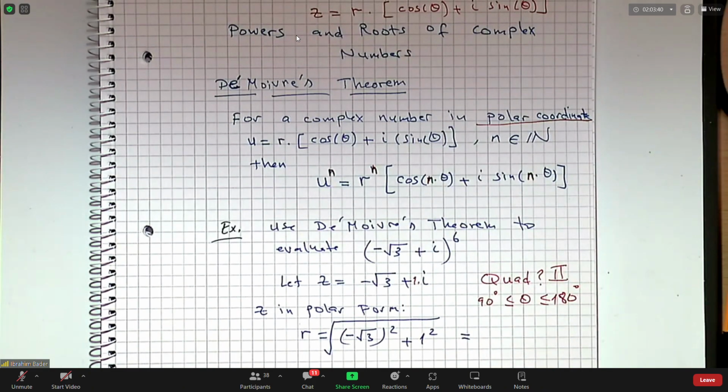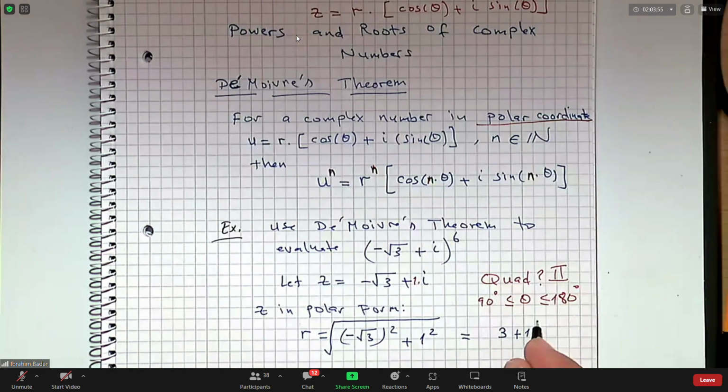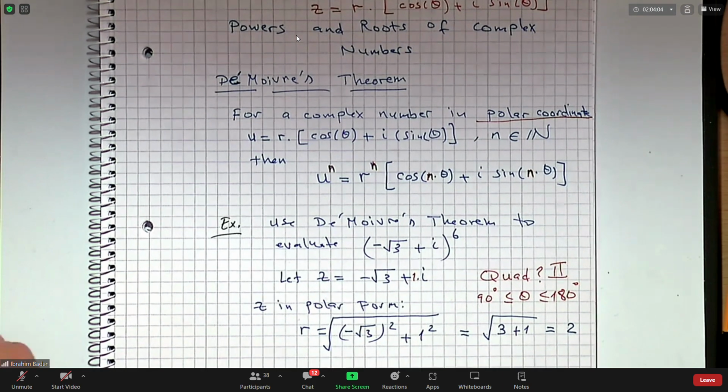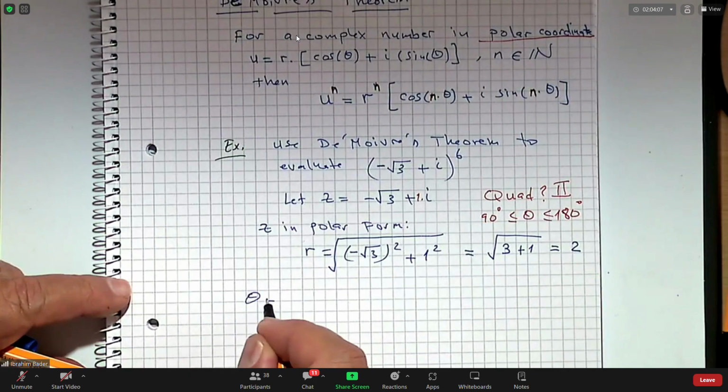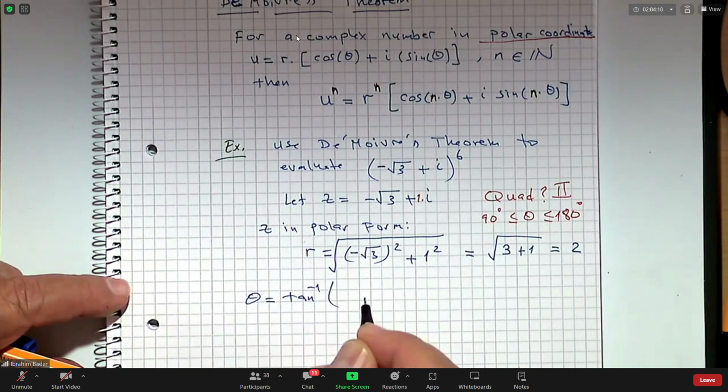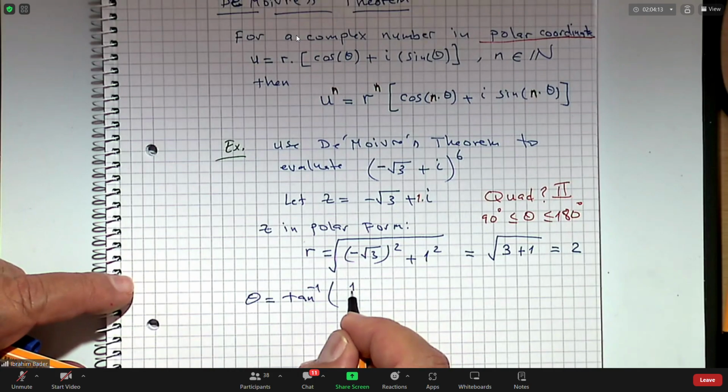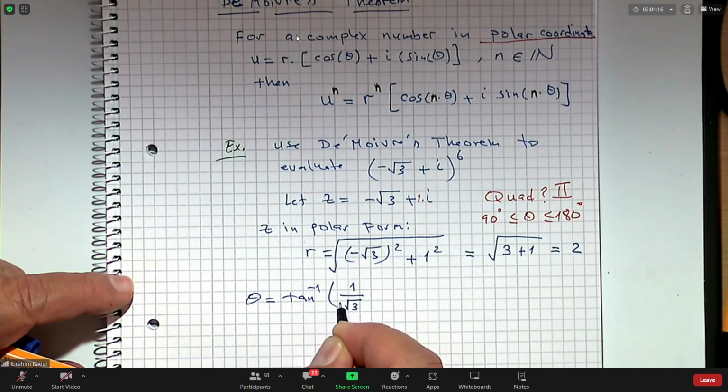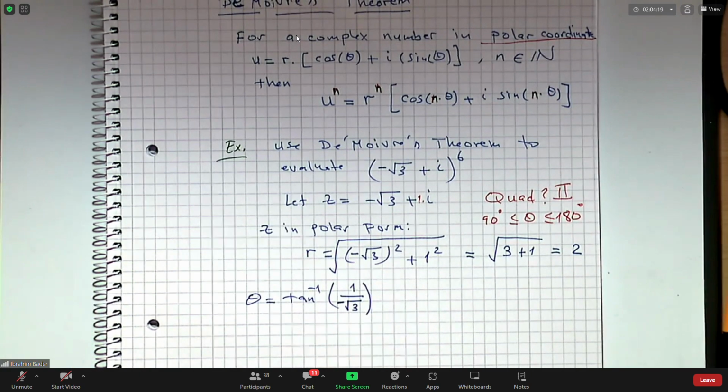what is negative square root of 3 squared? Negative square root of 3 squared. Sorry? 3 plus 1. So r is equal to 2. Now theta, what is theta? Theta equals tangent inverse of, this is the rule, y over x, which is 1 over negative square root of 3. Anyone can evaluate it, please, using the calculator.